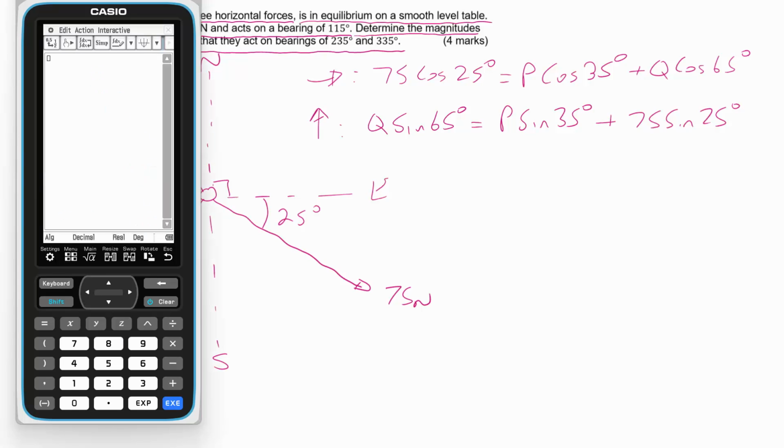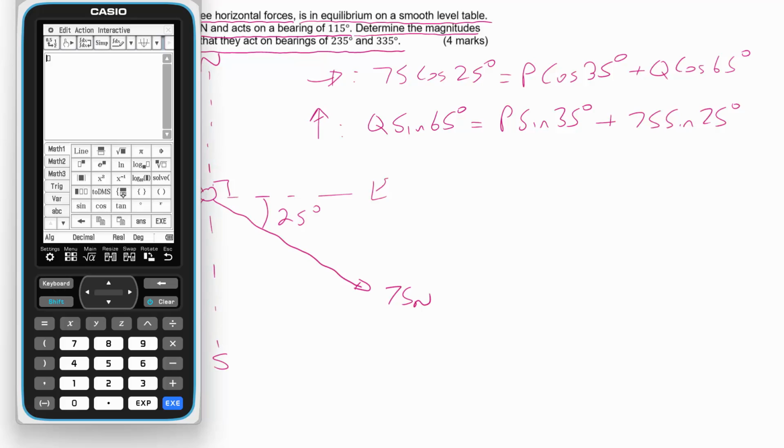We can just solve those using the simultaneous equation solver. So we've got 75 cos 25. Make sure I'm in degrees, is equal to, let's call P x cos 35 plus y cos 65. Oh, I missed the cos. So cos 65. Okay, and then we've got Q.